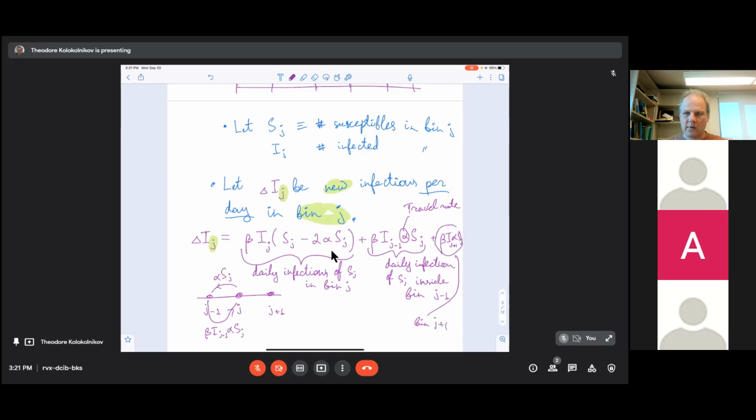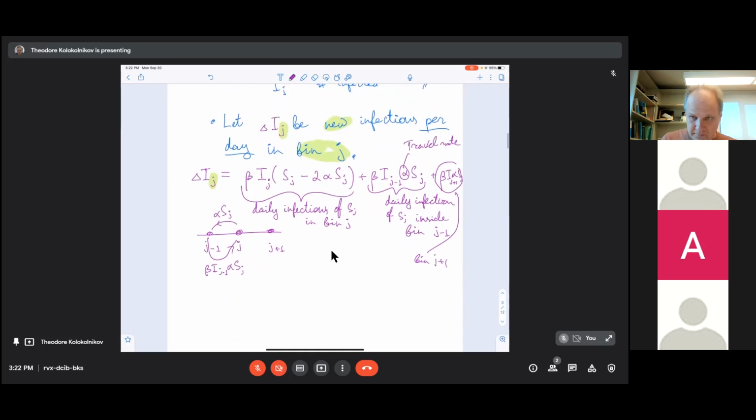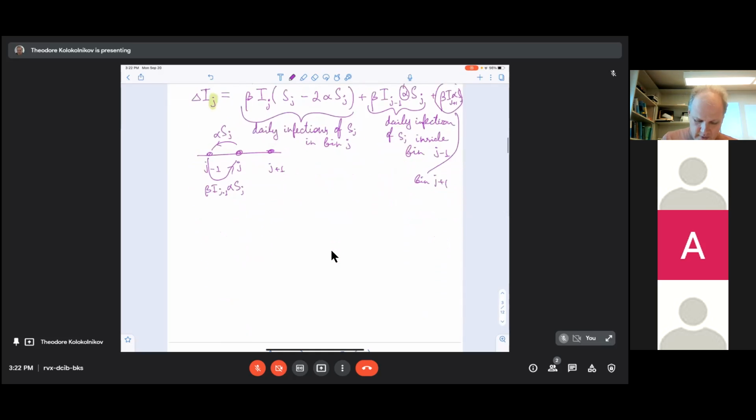So some travel to bin j−1 with the rate alpha, and some with the rate alpha travel to bin j+1. Is that clear? That's the key thing.